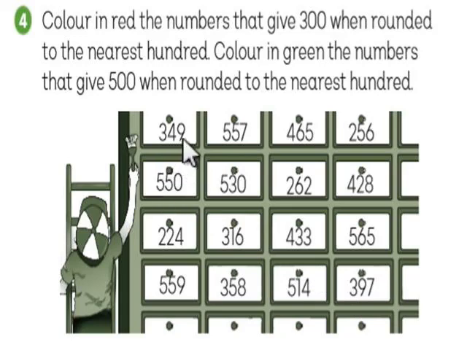Okay, for the recap, 349 is red, 465 is green, 256 is red, 530 is green, 262 is red, 316 is red, and 514 is green. So this is how we round the numbers from the nearest 10 to the nearest 100.